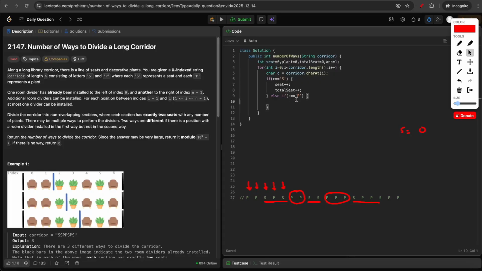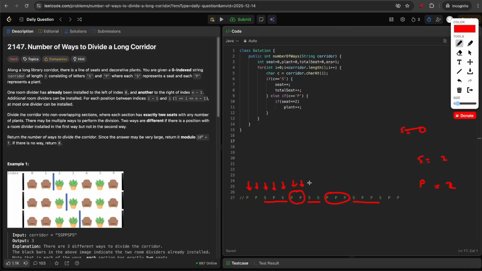So when the current character is p, and your seat count is 2, then you will increase your plant count. So currently seat count is 2, and when you're at here, you're increasing plant, so plant will become 1. Next you're at here, so again it's a plant, so plant count will become 2.